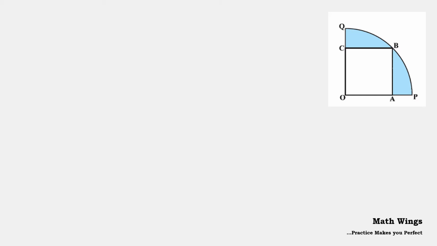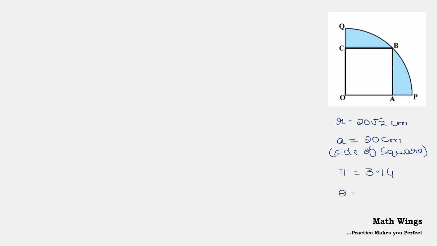First, let us list out what information we have. Based on that, we can find the values. So what we got: r is equal to 20 root 2 centimeter. Then a, which is nothing but the side of the square, is equal to 20 centimeter, and pi is 3.14, as well as theta is equal to 90 degree. Now we'll find one by one.